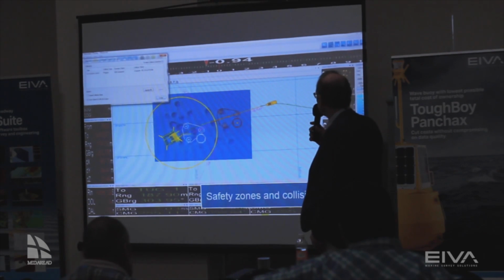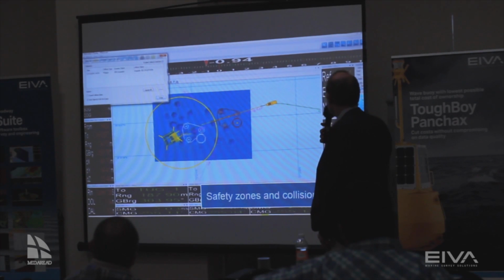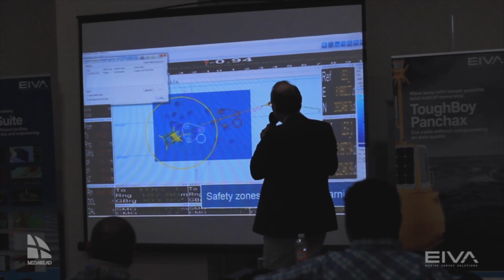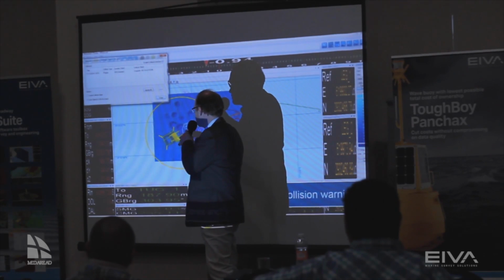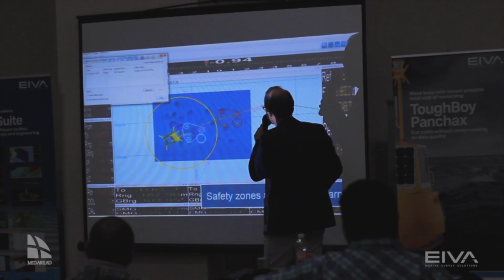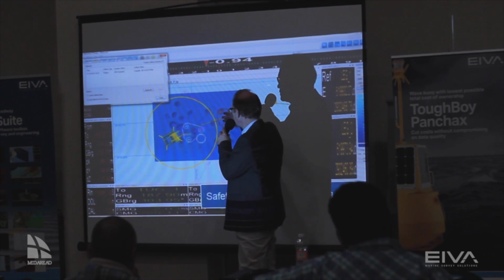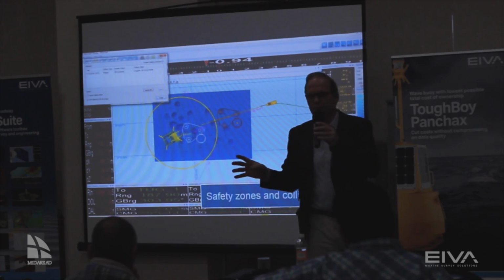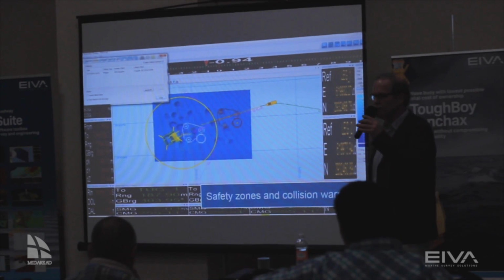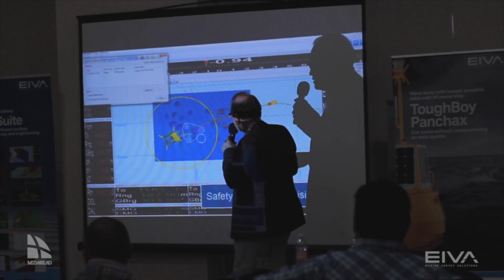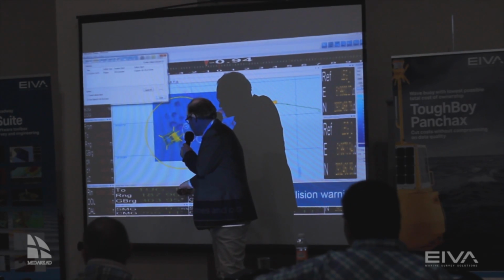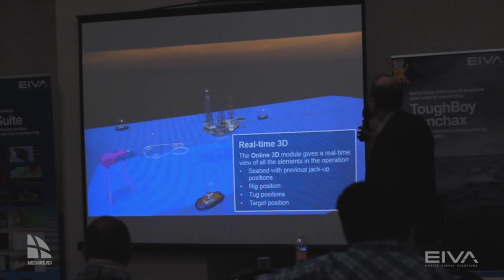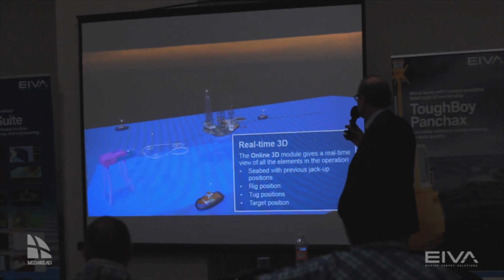Then we have different other things to add here, safety zones and collision warnings. You can define some circles around the structure, so that if the rig is approaching this area, then it gives an alarm for the tugs that they have to lower the speed. And then you can see here a little bit clearer that you get the navigation of the tugs also displayed on the rig.